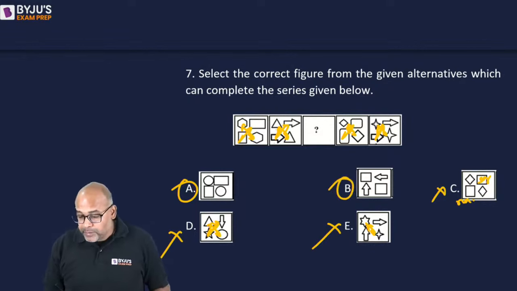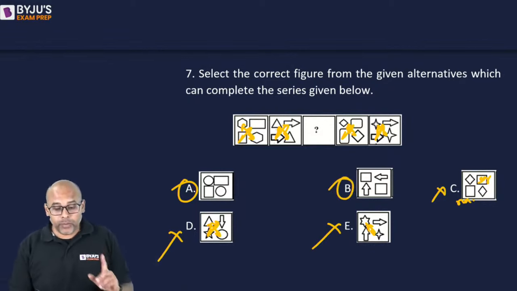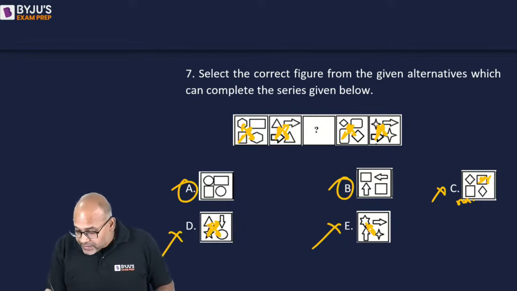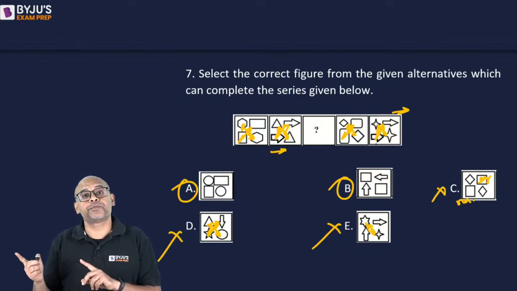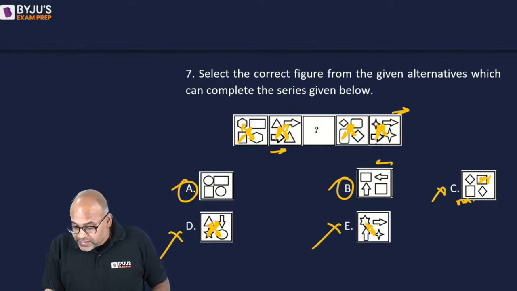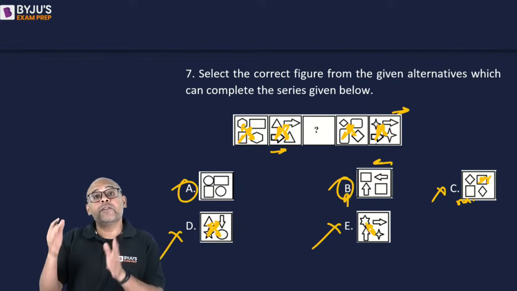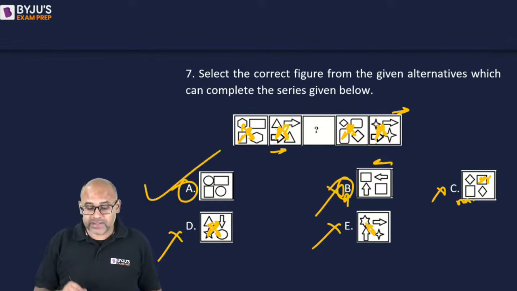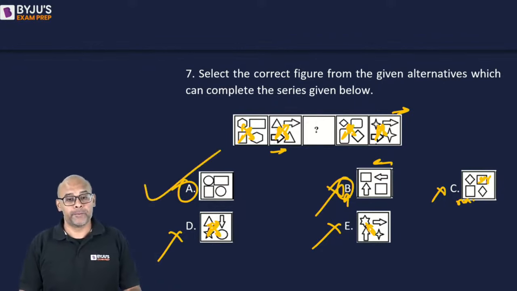Now you can think about B. The only problem with B is the arrows are supposed to be facing the same direction, both right or both left. Here if you notice, one is left, one is up. Left and up are not the same directions. Therefore this is wrong. Hence the correct answer is A.